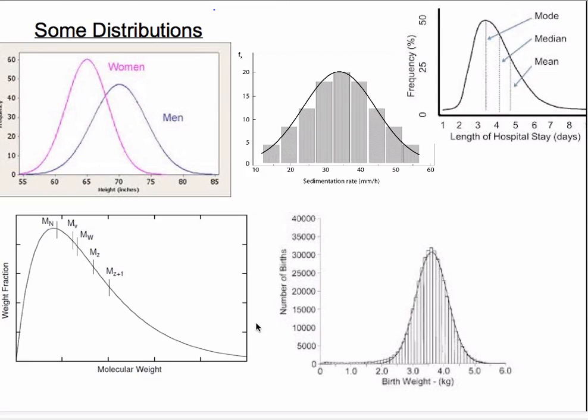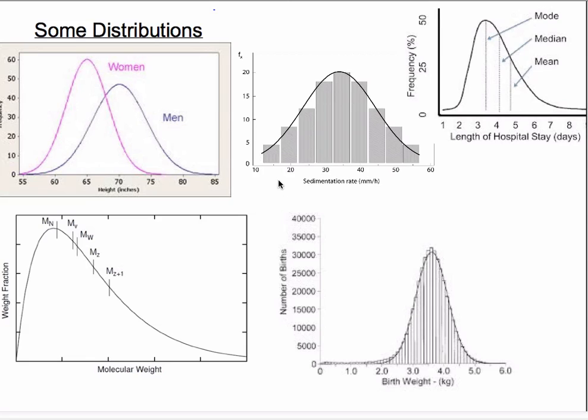So these are frequencies. All these graphs have frequencies. So you can see here the most frequent male height is about 72 inches or so. Okay, so that's right there. So that would be the mode and the mean and the median actually in this case.